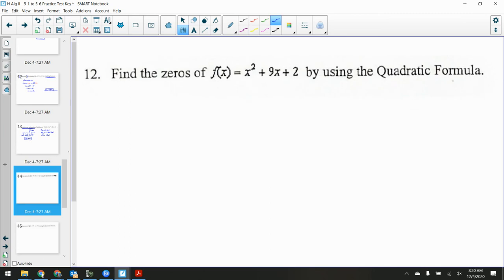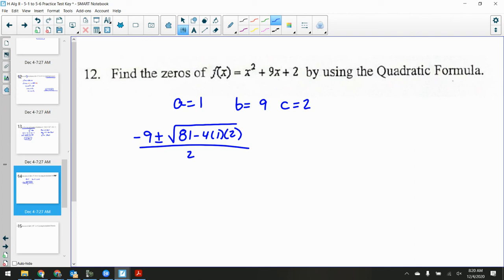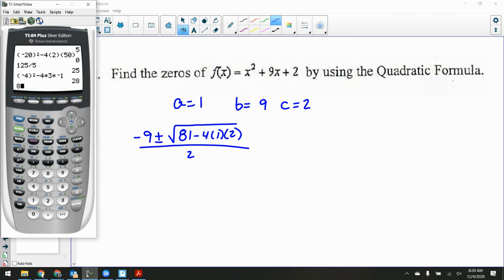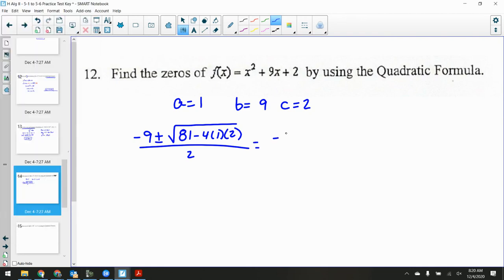Okay. Find the zeros by the quadratic formula. Sweet, I love using the quadratic formula. A is 1, B is 9, C is 2. The opposite of b plus or minus the square root of b squared minus 4ac all over 2a. Okay, chip away underneath the radical. 81 minus 4 times 1 times 2 gets me 73. Oh, that's easy. Negative 9 plus or minus radical 73 over 2. Why do I say that's easy? Because 73 is fine.